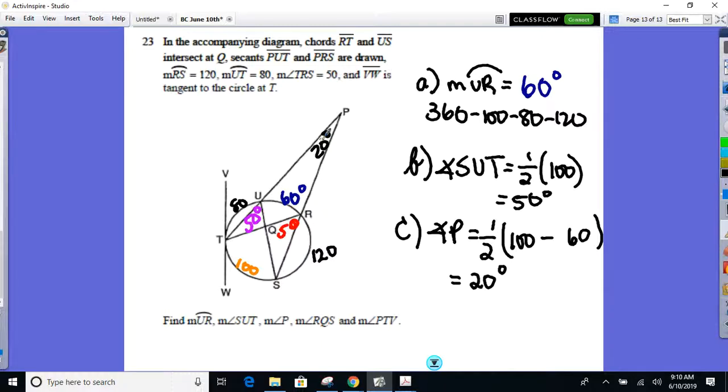Okay, two more. I got RQS now. Inside or outside? Inside, ready? It's one of three types if it's inside. Is it central? No, there's no center even in this circle. Is it inscribed? No, then it's got to be a floater. How do I find a floater angle? 1/2 of adding two arcs.